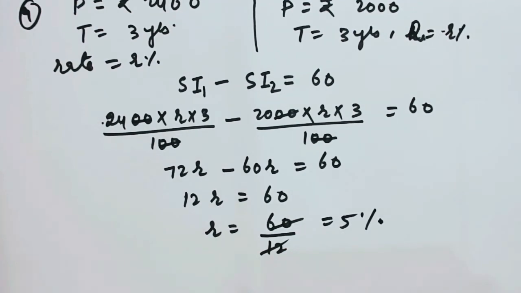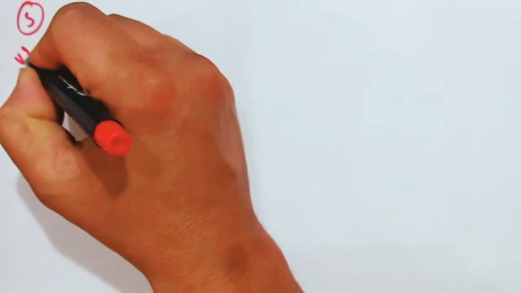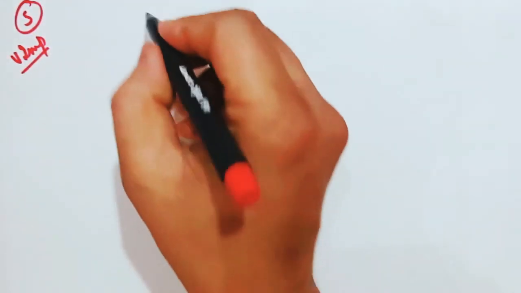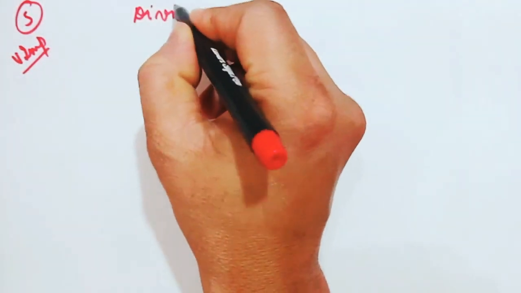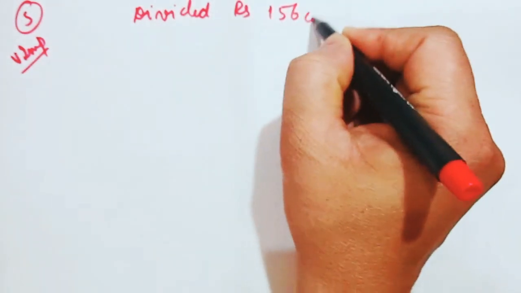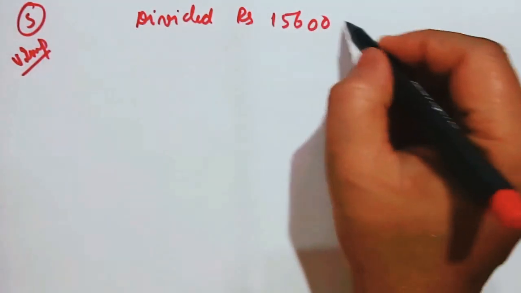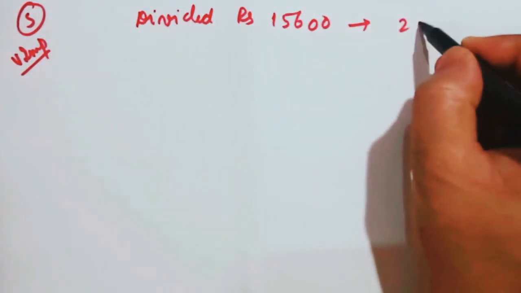कुछ है? कुछ तो नहीं है. Means they just want you people to get confused, और कुछ नहीं. The last one, number 5. Now number 5 is very important. I would say is very important, and the reason for this is they have divided rupees 15600. They have divided rupees 15600 into two parts.